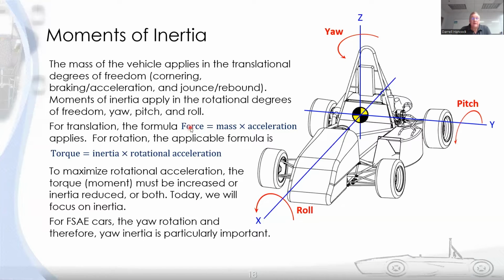So the formula we talked about for translation of the vehicle or linear motion is force equals mass times acceleration. To rotate it in yaw, pitch, or roll, the torque equals the inertia of the vehicle times the rotational acceleration. And there's going to be three terms here, one for yaw, one for pitch, one for roll. So again, to maximize that rotational acceleration, to make the vehicle respond as quickly as possible, you need to reduce the inertia or increase the torque. So today, again, we're going to focus on inertia.